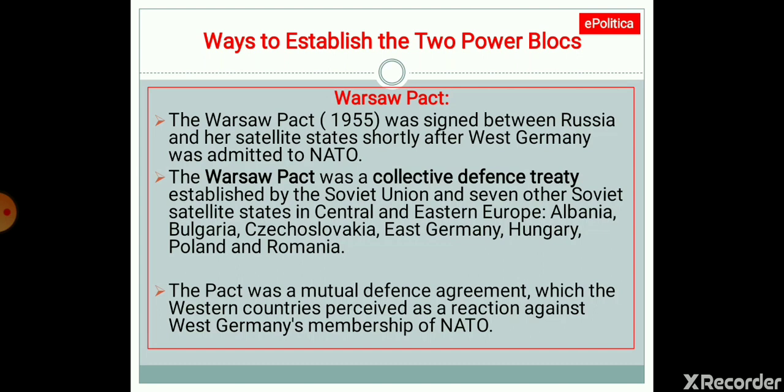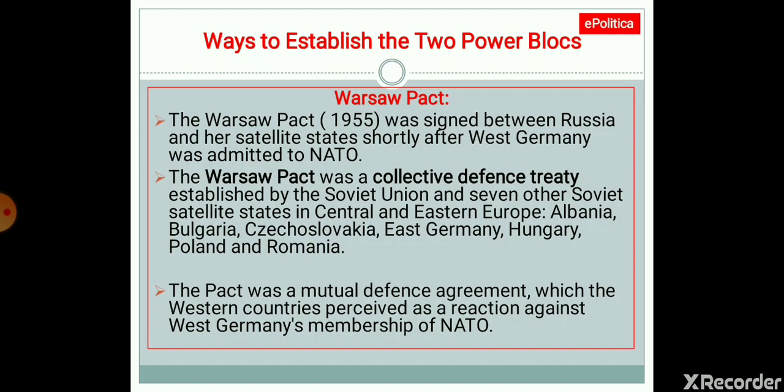This pact was mostly created as a mutual defense agreement, and Western countries criticized it and perceived it as a reaction against West Germany's membership in NATO. Many people say that it is only to counter the military arrangement or collective security paradigm called NATO that the USSR created this Warsaw Pact. So it shows the kind of military competition that was going on in Europe between these two power blocs.